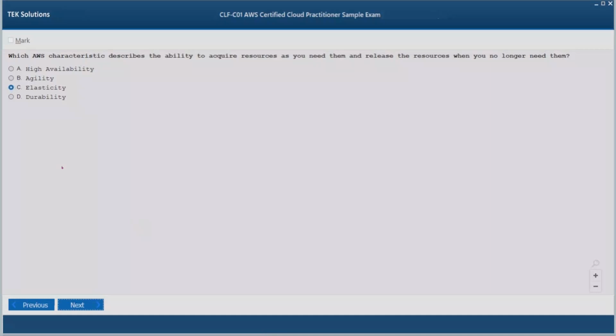Elasticity is the characteristic which is the ability to acquire the resources when you need them, and you can release them when you don't need them. That's why the answer is elasticity.